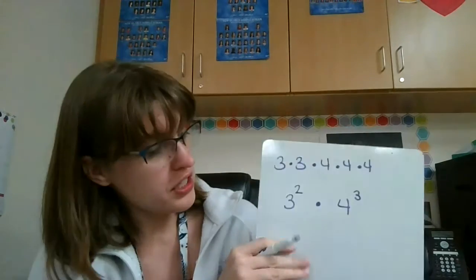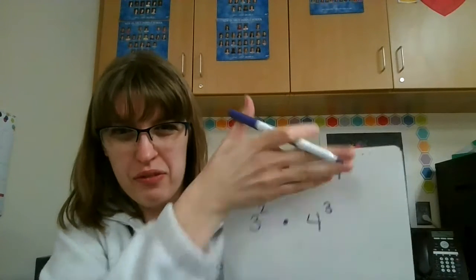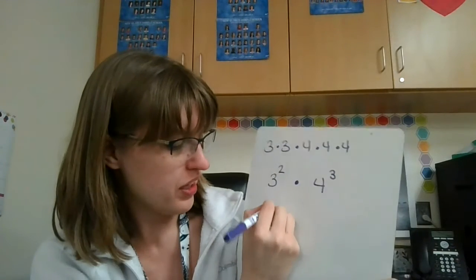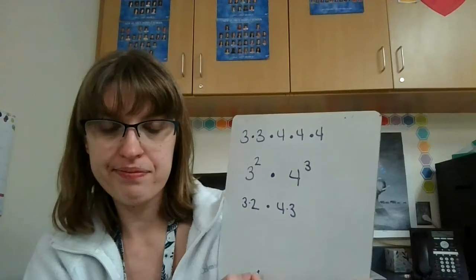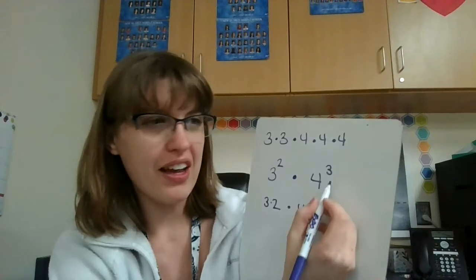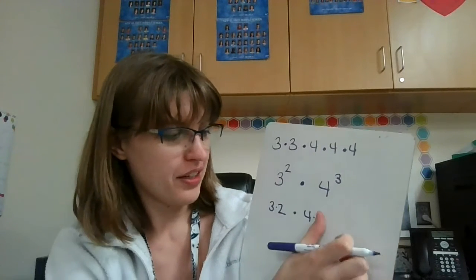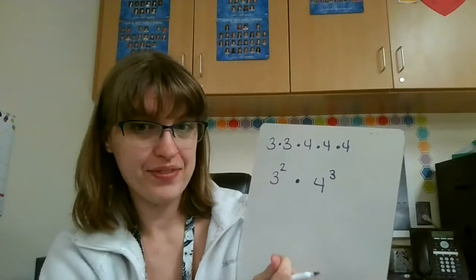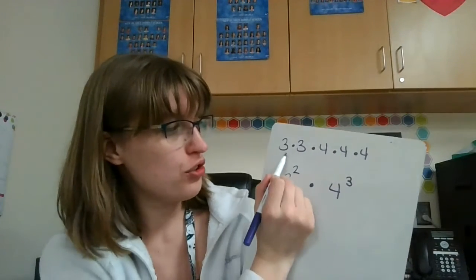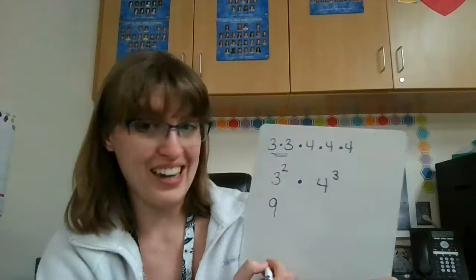So if you were just given this bottom section, here's what a lot of people do. They do 3 times 2 and 4 times 3. And they forget that exponents are repeated multiplication. So this is wrong. You would not get the right answer. Instead, I need to do where it came from, the 3 times 3. So that equals 9.